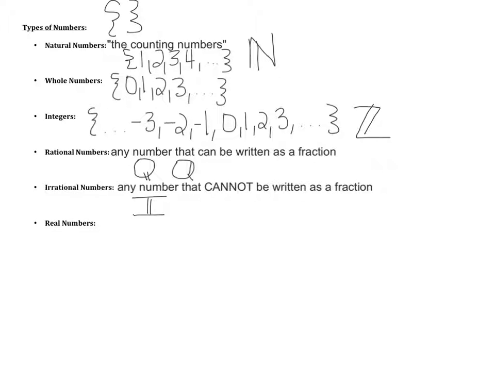The real numbers are any numbers that you can think of. Any number on the face of the planet that you can think of are part of the real number set. So any of the natural numbers are real numbers, any of the whole numbers are real numbers, integers are real numbers, rational numbers are real numbers, irrational numbers are real numbers.